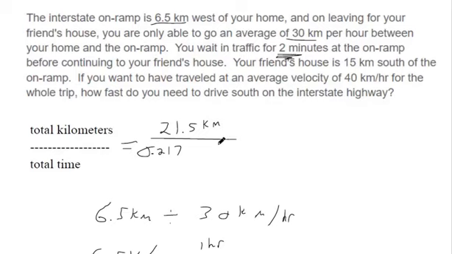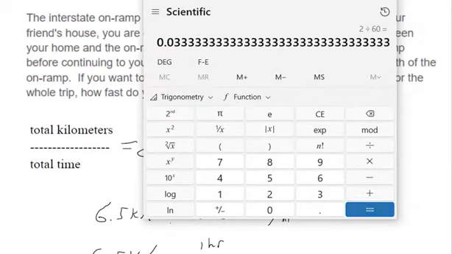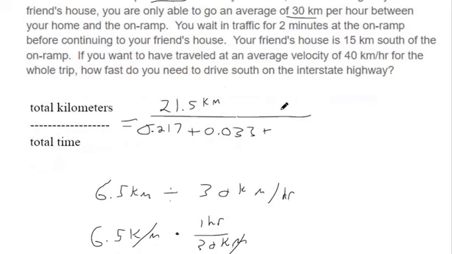Then we wait for 2 minutes, but we want to talk about everything in terms of hours in the bottom. So let's take 2 and divide by 60. So it's 0.033 hours. That was more time we spent. Same thing, we got to take the distance, we got to divide by the speed, but we don't know what our speed is at this point in the journey. Okay, so that represents the amount of time for that last 15 kilometers.